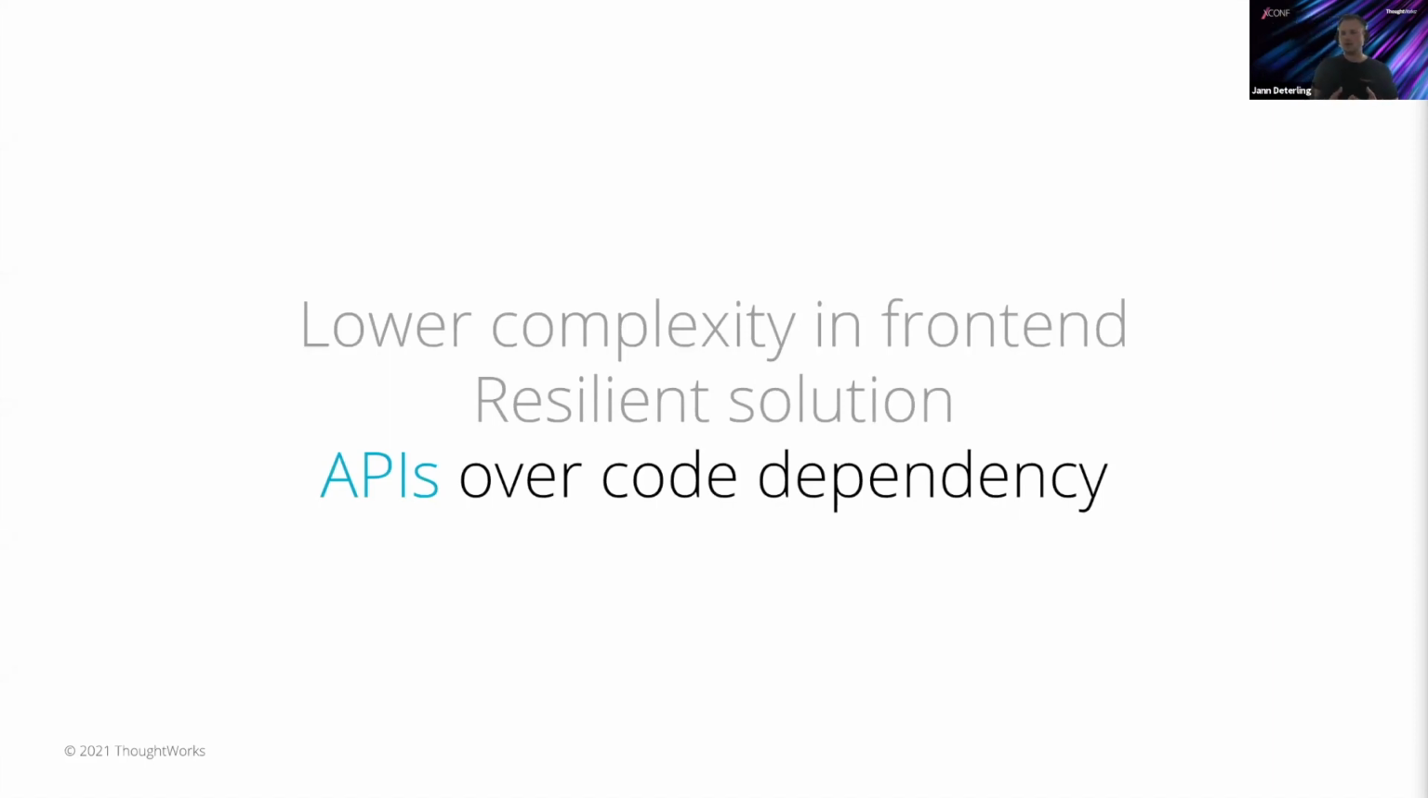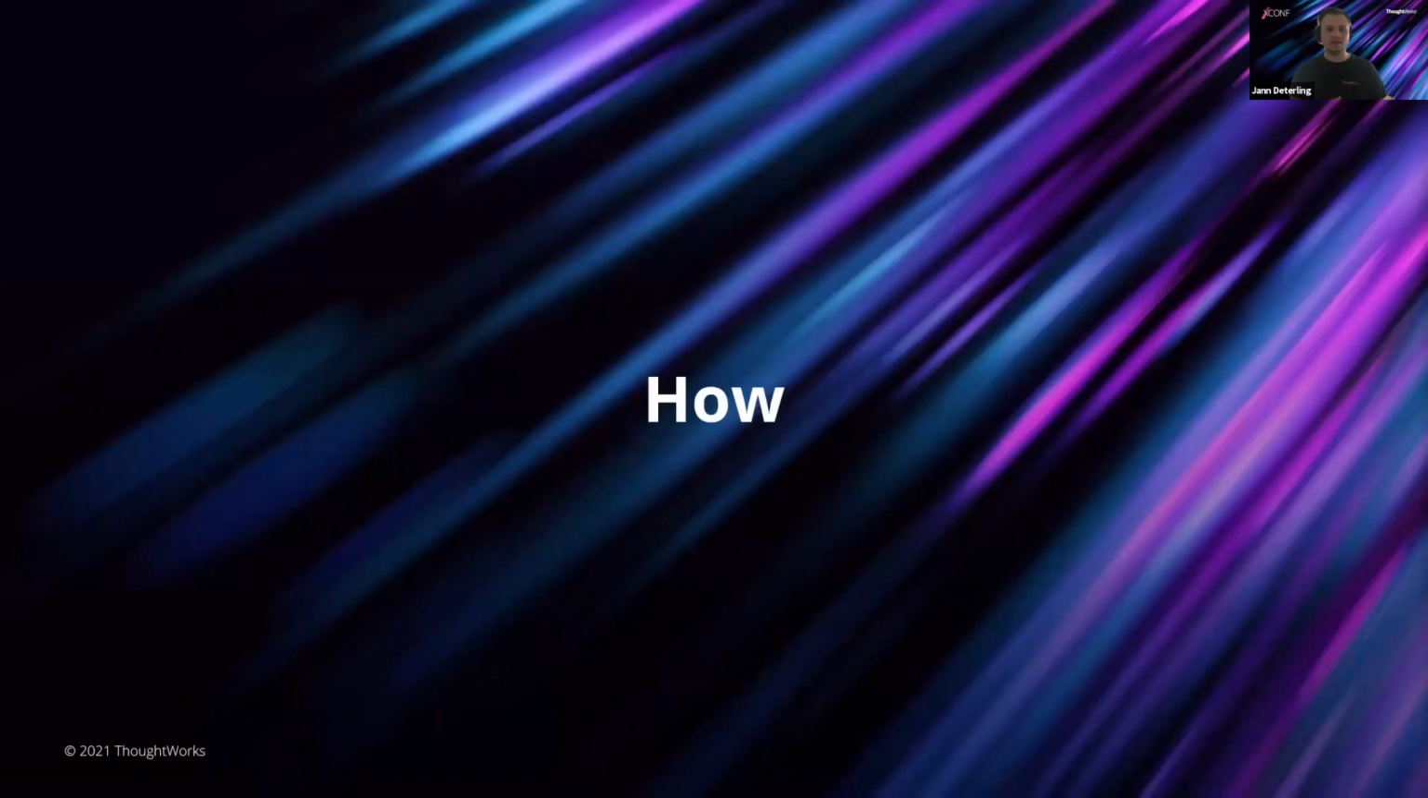APIs are usually a bit easier to test, and it's also easier to have contract tests across multiple teams to really see if we have the right structure, if we can apply the right actions on these APIs. With code dependencies, as we stated, it's way harder to do that. So let's now get into that. How did we actually do that?